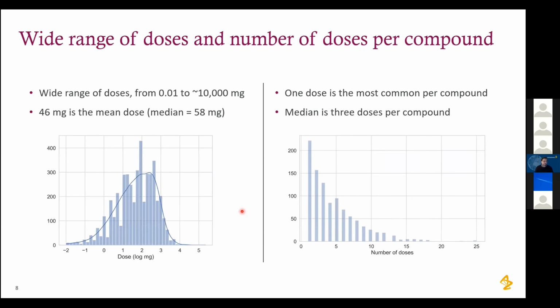In terms of doses, we can observe a wide range of the actual dose, but also the number of doses per compound. So we see the dose here on the left ranging from 0.01 to about 10,000 mg. So it's quite a massive range. The mean dose was 46 mg and the median was 58, which seems reasonable. In terms of number of doses, 1 is the most commonly reported with an exponential decay, and 3 is the median number of doses per compound.